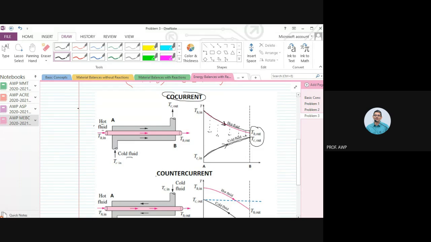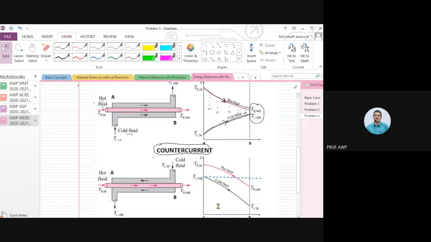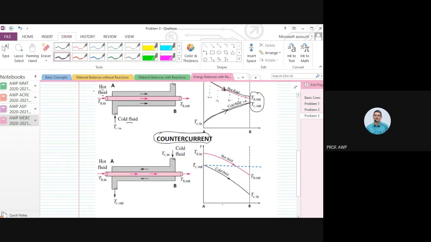Or we can operate in a counter current manner, meaning hot fluid goes in one direction, let's say left to right in this particular case, and the cold fluid goes from right to left. So if you plot temperatures between this A and B, the hot fluid comes in at a high temperature, goes out at a lower temperature. The cold fluid comes in at a lower temperature, gets heated up. Again, heat is being transferred.